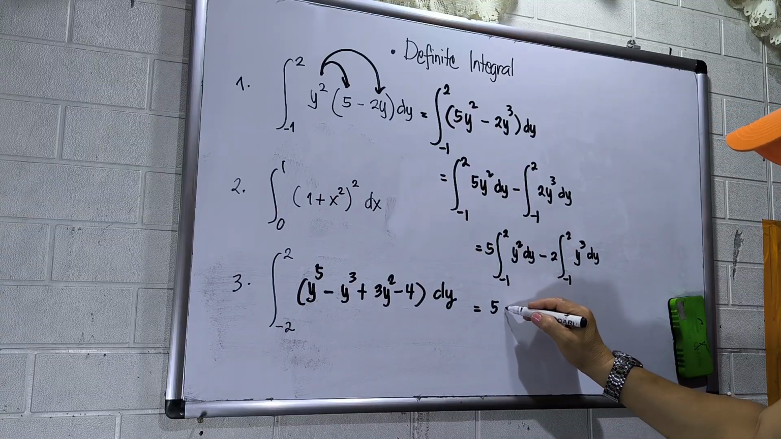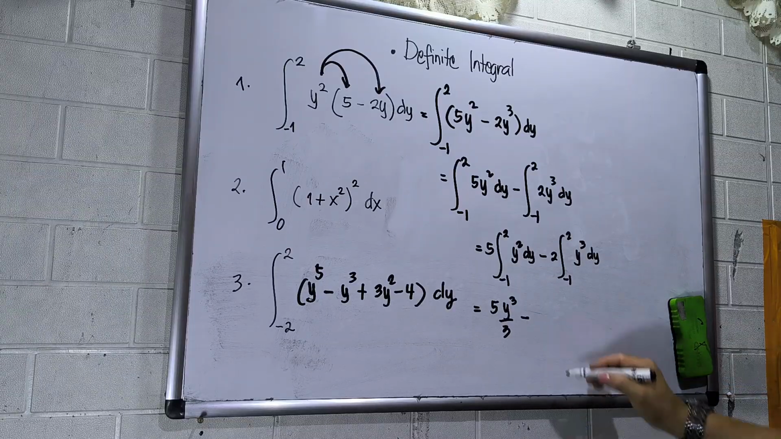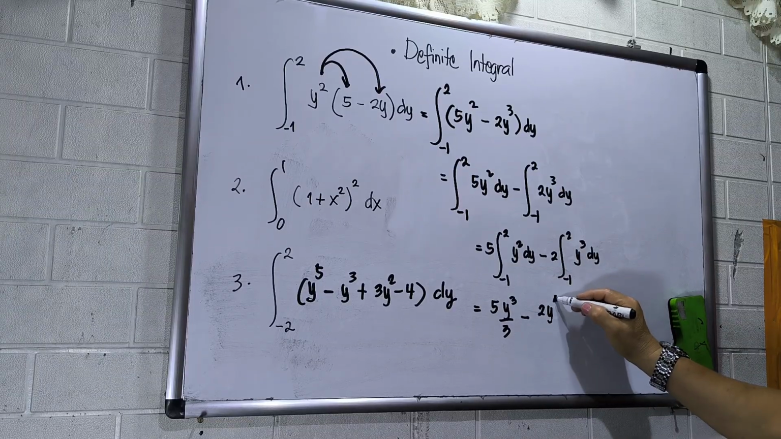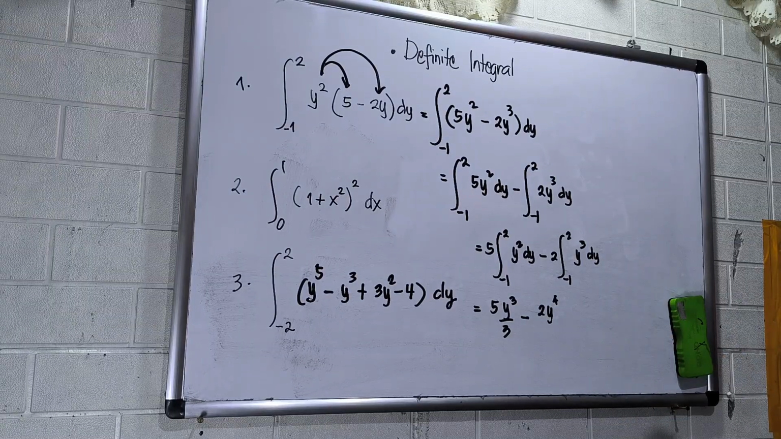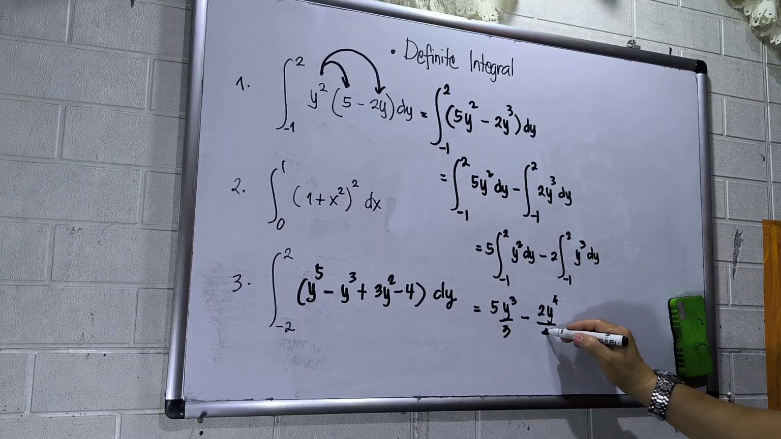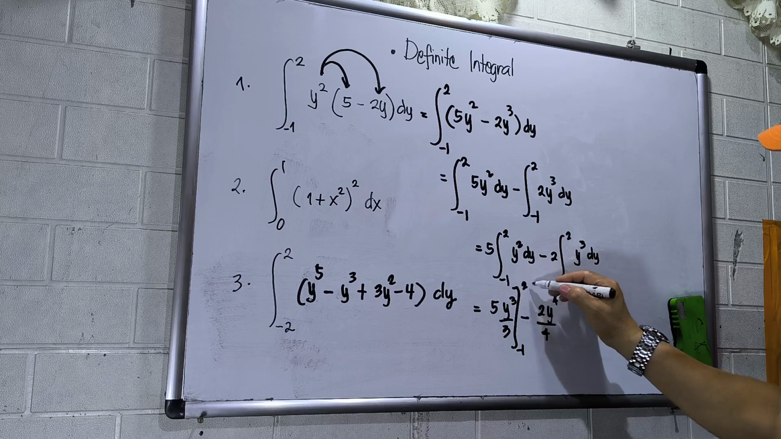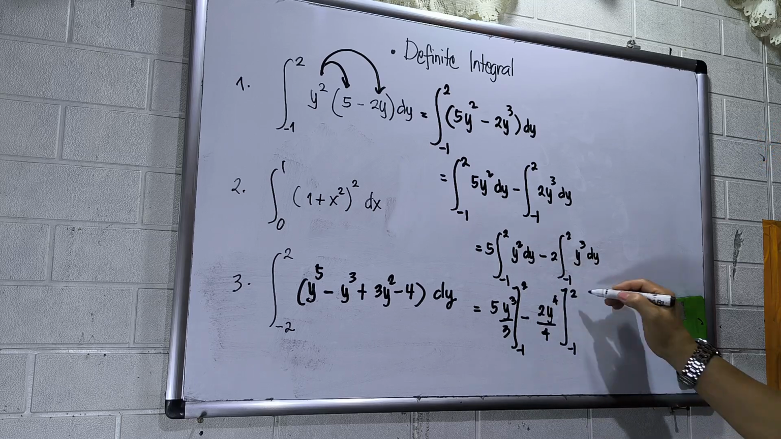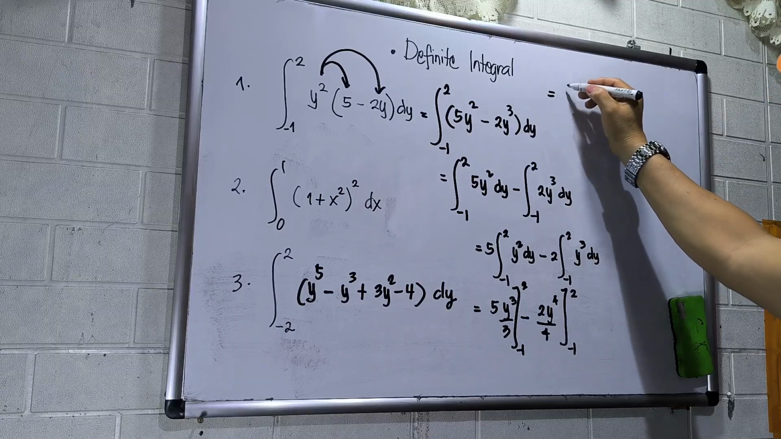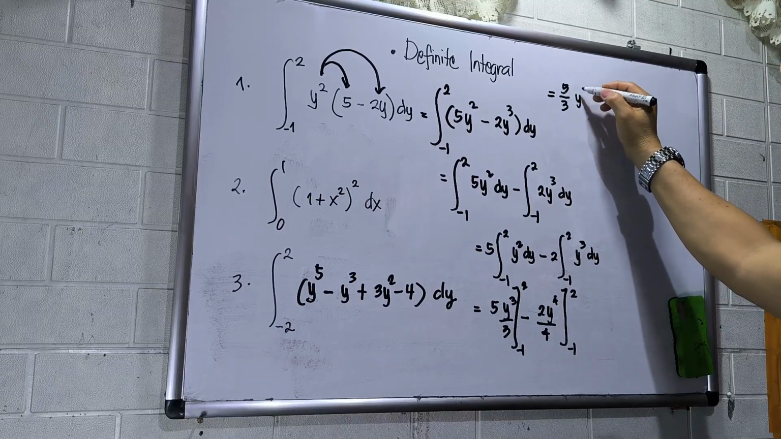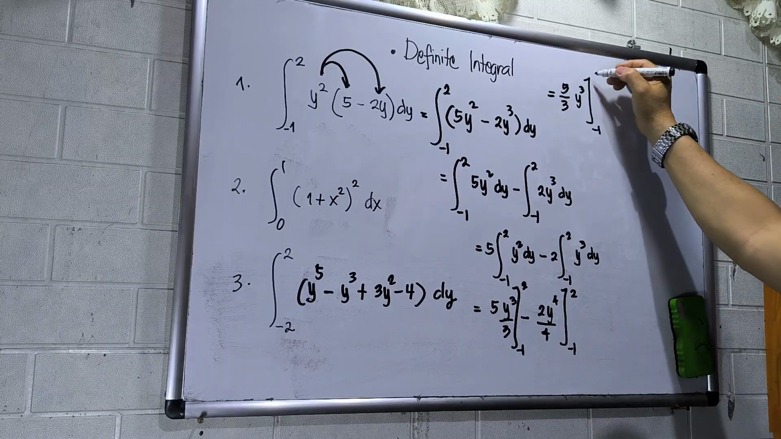Integrate y squared dy. It should be 5y cubed over 3, then minus 2y to the fourth over 4, because the integral of y cubed dy is y to the fourth over 4. Then I forgot to write the limits, from negative 1 to 2, and this one also negative 1 to 2. Okay, so this will be 5 over 3 y cubed, limits from negative 1 to 2.